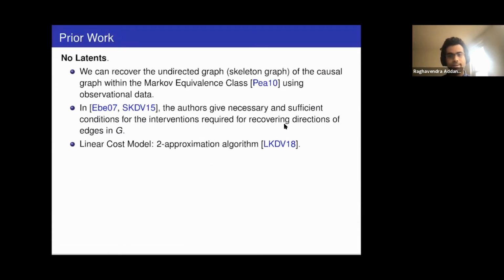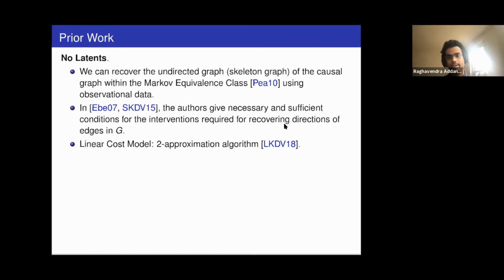So let's look at some prior work before we go into our results. We can recover the graph skeleton. The prior work can be broadly categorized into two areas. One where there are no hidden variables, there are no latents in the system. In this case, we can recover the graph skeleton, which I mentioned, using just the observational data. Once we recover the graph skeleton, in Aberhead et al. and Shanmugam et al., they give necessary and sufficient criteria for interventions required for recovering the directions. So you use observational data to get the skeleton, you use these necessary and sufficient criteria to get back your graph G. So it's very well understood in that setting.